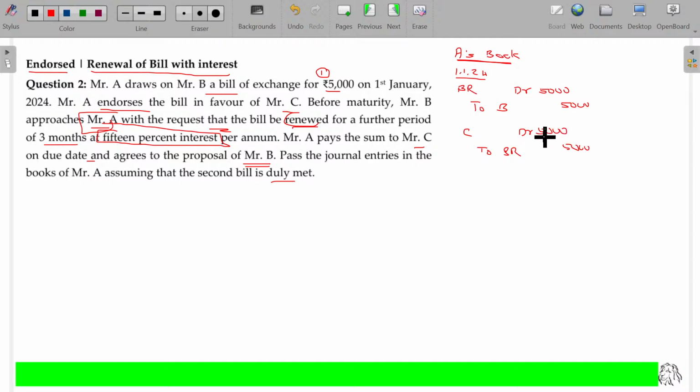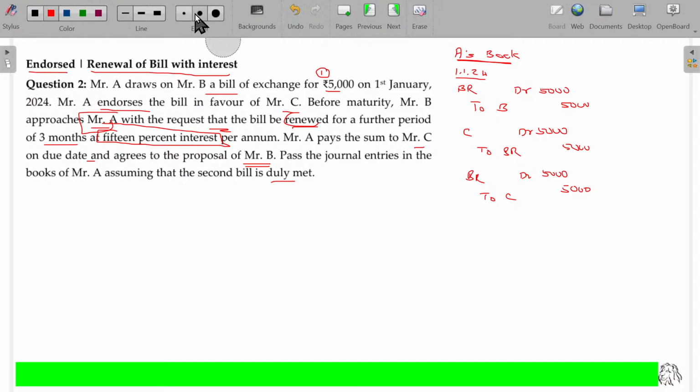On maturity, the bill is renewed. Renewal means two things happening. One is dishonor of the original bill and writing the new bill. While writing the new bill, you have to include the interest also. So dishonor of the bill, BR account debit to C, value being 5,000. BR account debit to C, 5,000. Apart from that, what we have to do? While dishonor, BR account debit, okay. The entry is just reversed. We have to create a new bill.